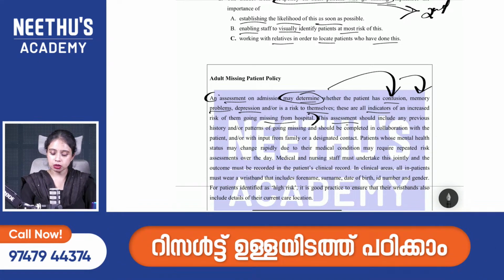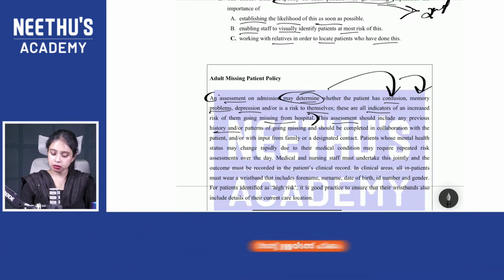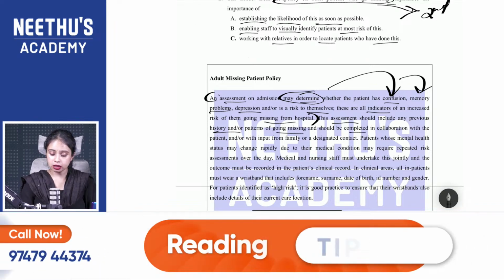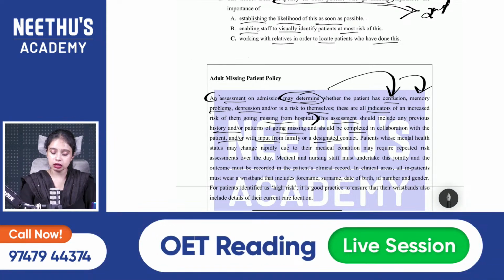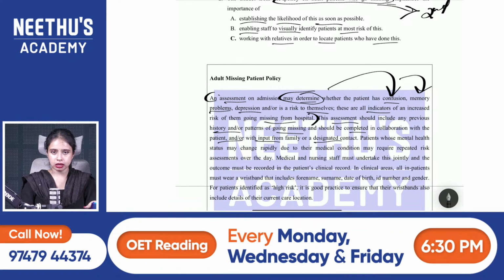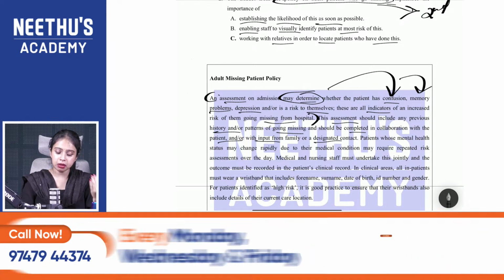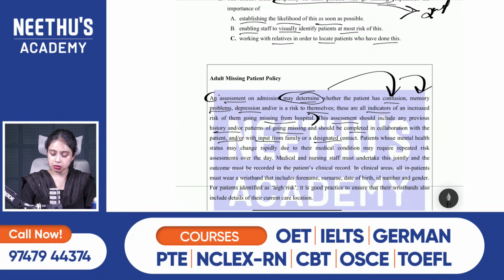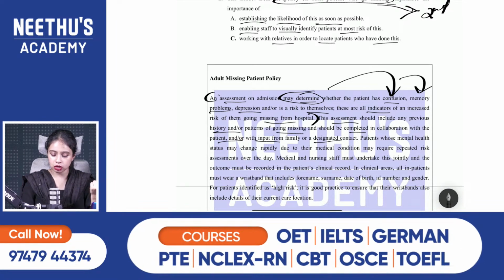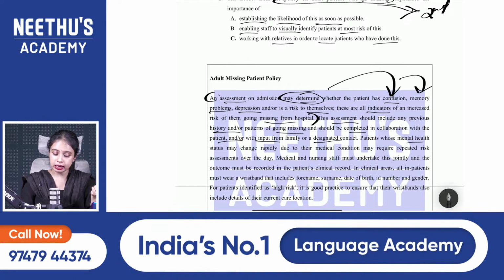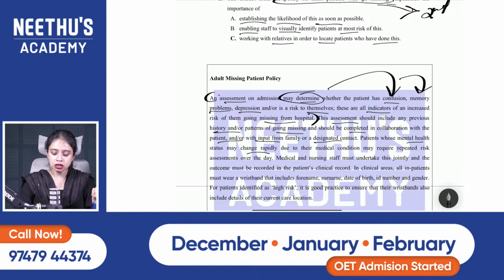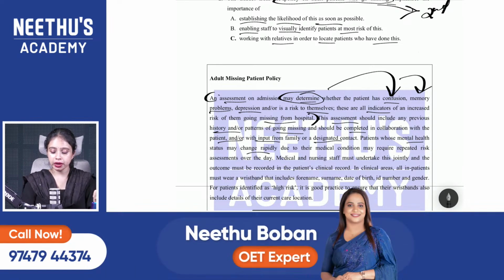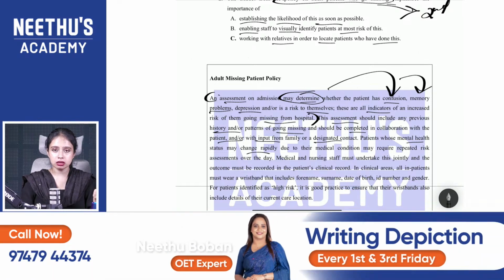This assessment should include any previous history or patterns of going missing, and should be completed in collaboration with the patient or with input from family or a designated contact. So, this kind of assessment should be done with the patient's consent, with the patient plus maybe the family members or a designated contact. Patients whose mental health status may change rapidly, spontaneously, fastly, due to their medical condition may require repeated risk assessments over the day.